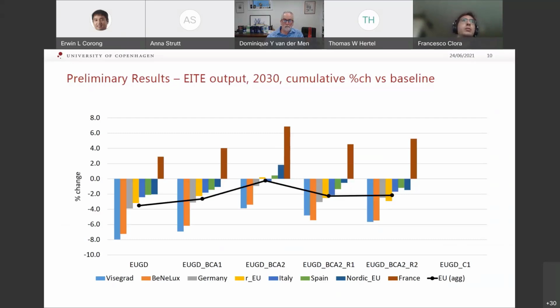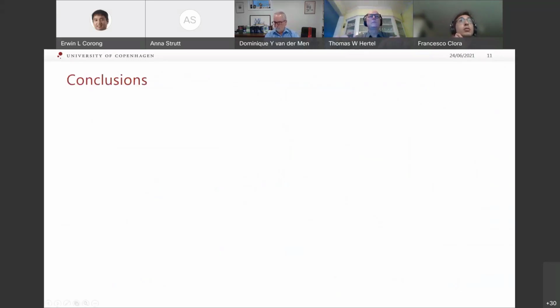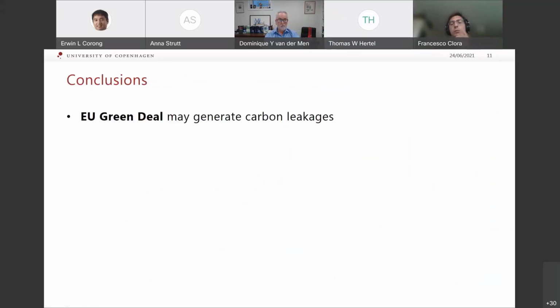So, for example, here we can see that the Visegrad group is affected differently, and it's affected most. So the output of the ETA sector is reduced most when the rest of the world targets individual regions' emission intensities. Finally, we also observe that in the more cooperative scenario, the changes in ETA output are pretty much the same as under the EU Green Deal scenario. So here and here.